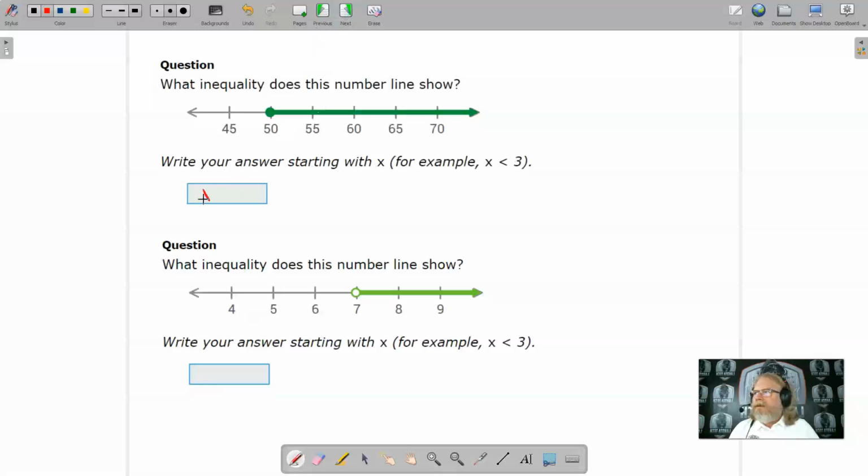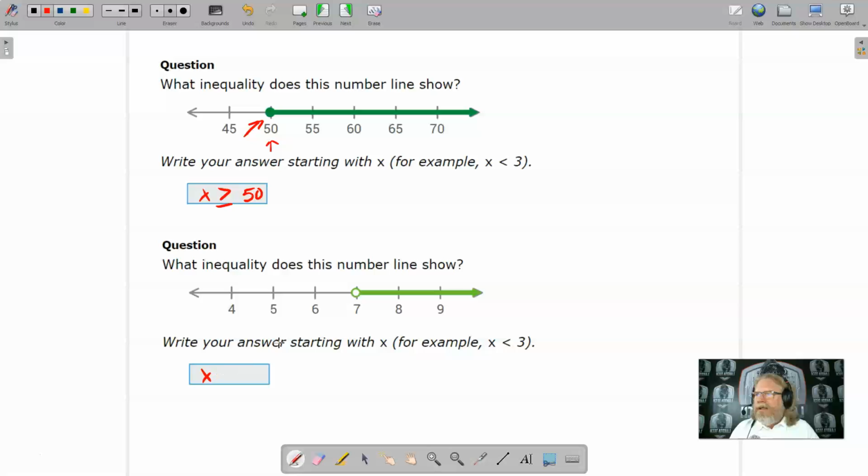On the next one, we need an X and a number, right? Well, it looks like that number is 50. And everything to the right's greater, so X has got to be greater than 50. And we do indeed have a closed dot, so it could also be equal to 50. So X is greater than or equal to 50.